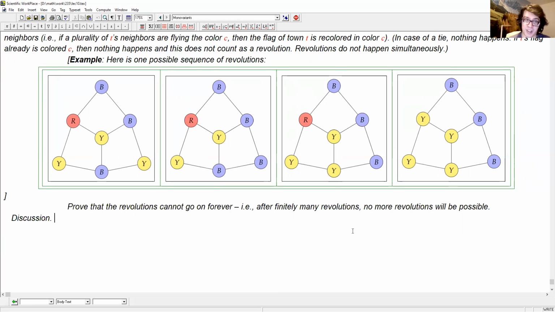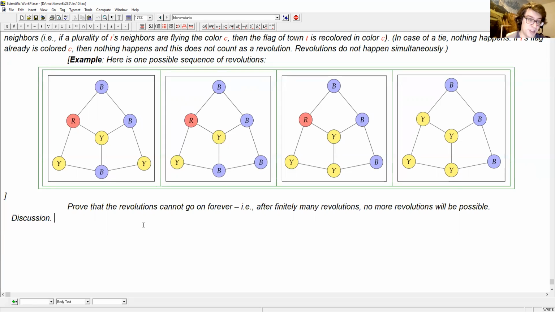Okay. Again, we're already kind of used to this. We're trying to prove that the process will end, so we're looking for a monovariant. What could a monovariant be? Well, when a town undergoes a revolution, I think I'm using town and city for the same thing here. So when a town undergoes a revolution, what it improves is, in a way, it gets more in line with its neighbors. So the amount of disagreement between neighbors decreases. If you understand disagreement to mean having different colors.